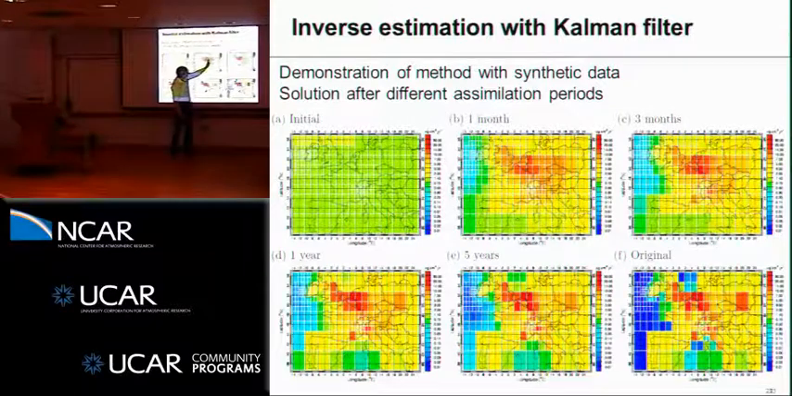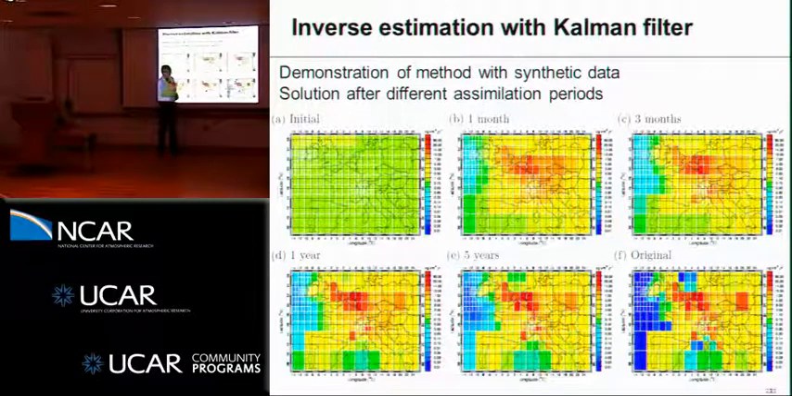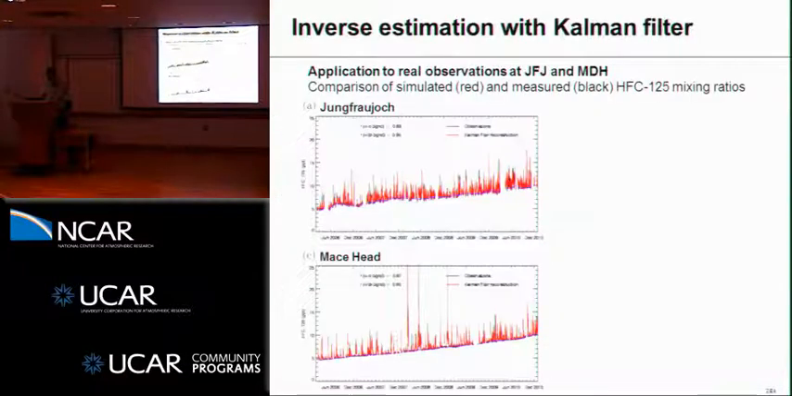After 1 month of assimilating these artificial observations, it looks like this. After 2-3 months like that. And after 5 years, we are very close to the original. So we need really a lot of measurements to constrain the emissions in this area. But then we get close to the solution. And this is actually done with realistic model uncertainties. If I would decrease that uncertainty, the convergence to the solution would be much, much faster. But here's just to show you that the system works really nicely.